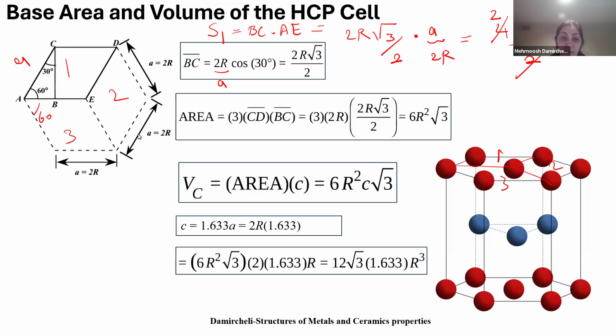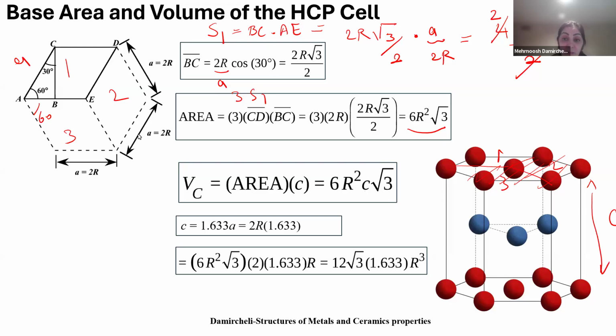But if you remember, I told you that the total area is 3S1, 3 times 2R squared root 3. It is 6R squared root 3. So we find the total area. What is the volume? It's the total area multiplied by height, and height is C. So area times C is 6R squared times C times root 3.